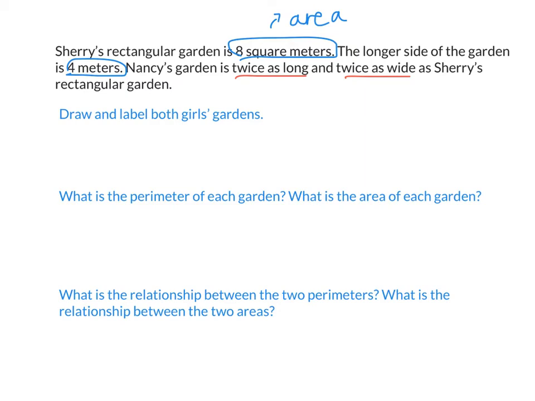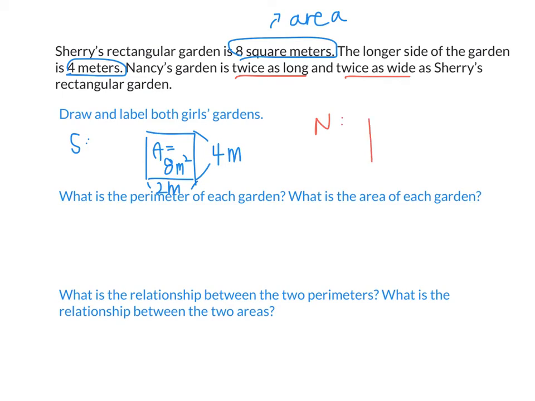Okay, so the first part of the question tells us to draw and label both girls' gardens. So I'm going to draw Sherry's garden in blue. I know that the area is 8 square meters. I also know that the longer side is 4 meters. Because the area is 8, I know that 4 times the width will be 8. Well, I know 4 times 2 is 8. So that must mean that Sherry's garden is 4 meters by 2 meters in order to make the area be 8 square meters.